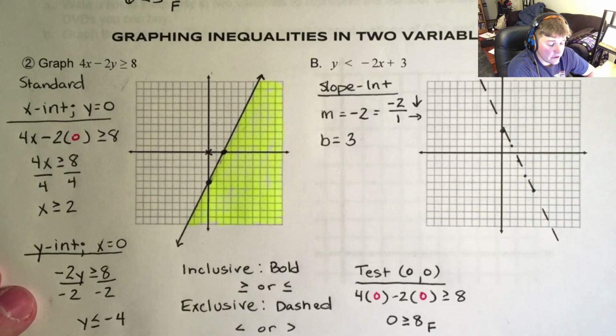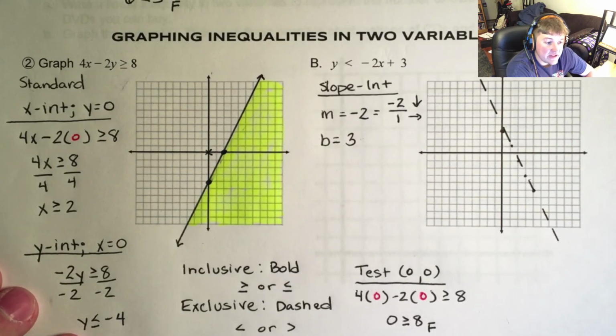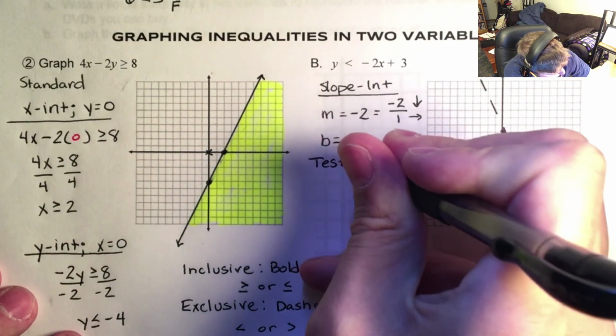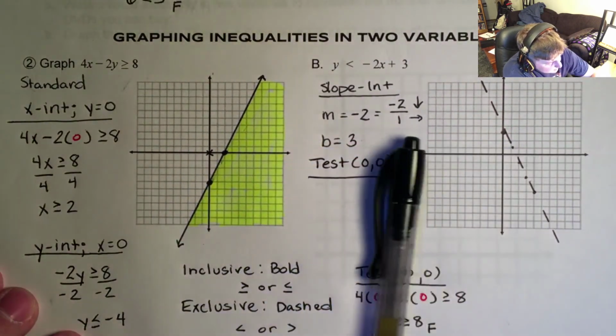Okay, last thing I want to do is check to see where my solutions lie, and you can test any point. Again, in general, testing 0, 0 is going to be the least amount of work. So we are going to test 0, 0. Okay, and so when I test 0, 0, I'm going to replace y with 0.